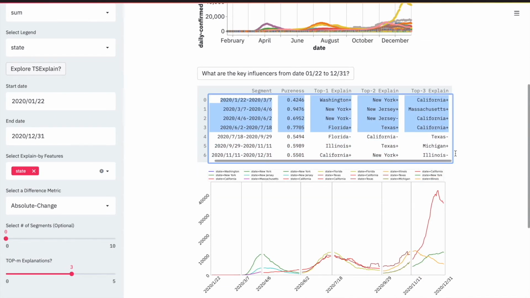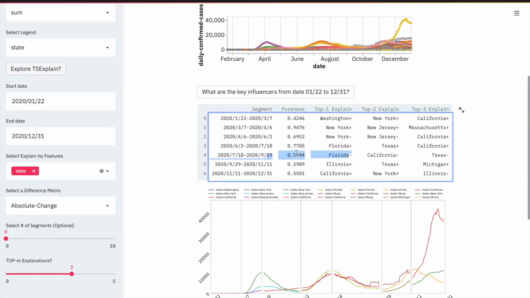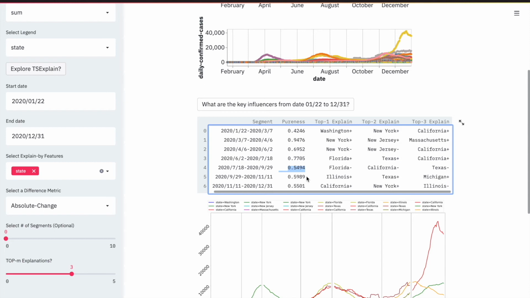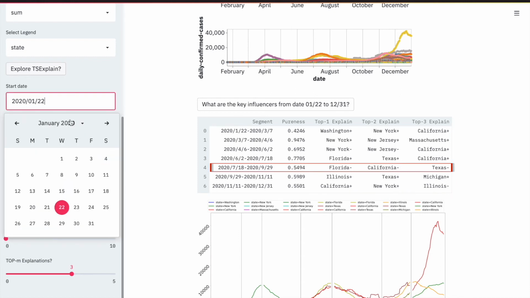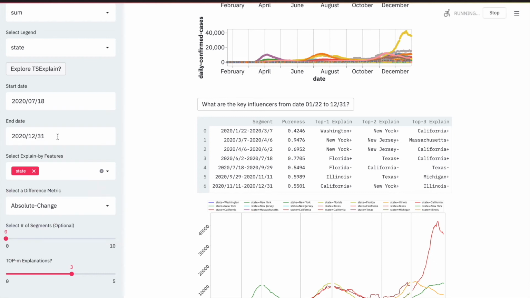As users may have noticed, some segment scores are relatively low. For example, we can find from July 18th to September 29th, the pureness score is just around 0.55, and the top 3 explanations TSExplain returns are the falls of Florida, California, and Texas. This indicates that besides these explanations, there are more influencers underlying the fall trend.